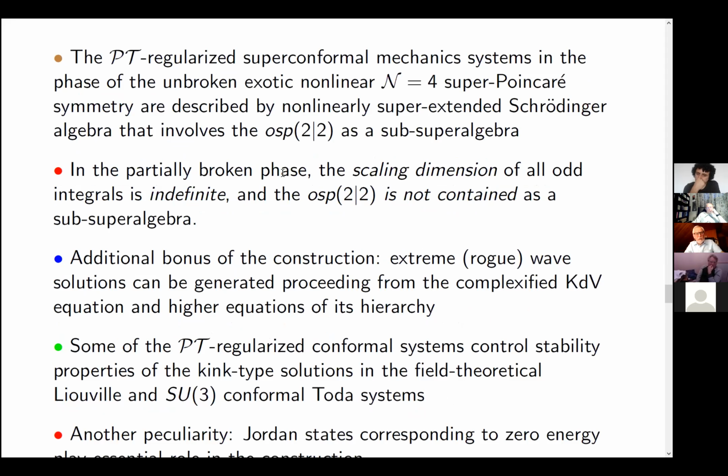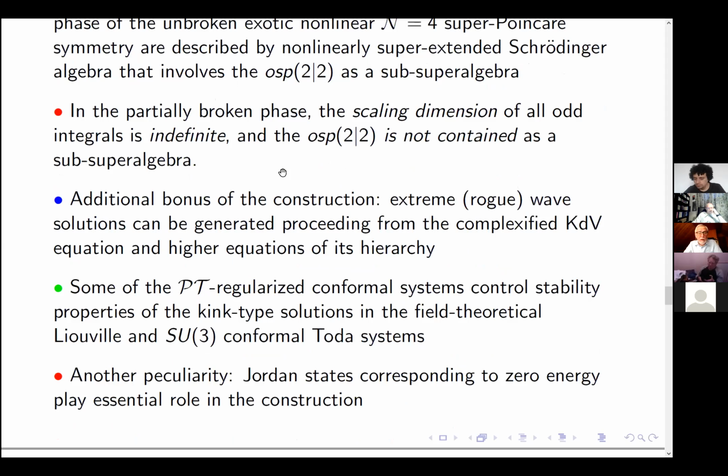I would like to make a short comment that it turns out that some of the shown PT regularized conformal systems appear in the context of Liouville and SU(3) conformal Toda systems. Their Hamiltonian operators appear as differential operators that control stability properties of the corresponding kink-type solutions in the indicated field systems. And as I already mentioned, in the described construction, Jordan states corresponding to zero energy play an essential role. And we shall see that in another construction, to the discussion of which I will now pass over, the Jordan states also play a fundamental role.